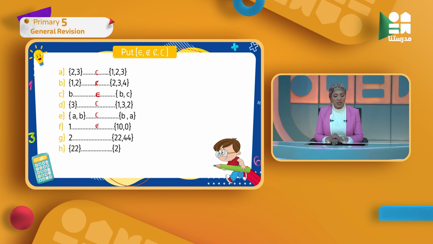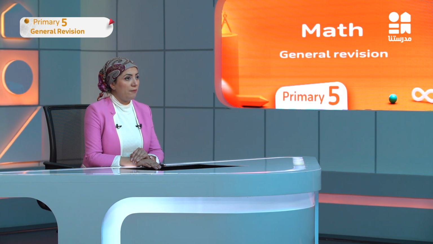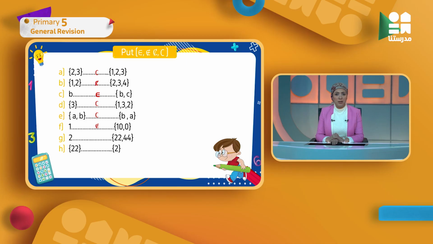Now, letter G, the element 2 and the set 22 and 44. Okay, it's belong to or does not belong to. Now, the 2, is it a part of 22 and 44? No. Even if I have the digit 2 in the number 22, but still they are different. The 2 is one thing and the 22 is another thing. Then it does not belong to.